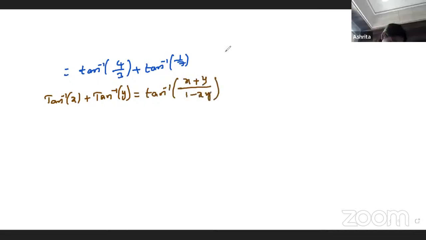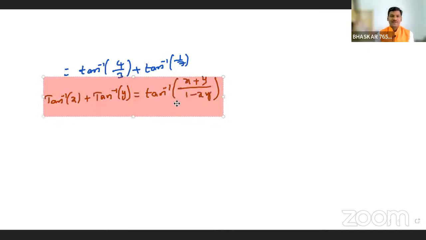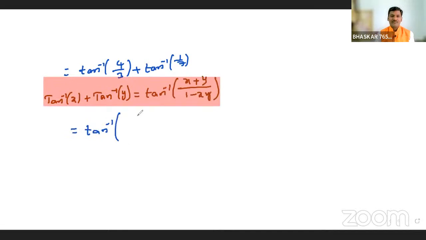So now I am going to apply the formula. What is x here? In place of x we have 4 by 3. So the tan inverse of x, x means 4 by 3, plus y. What is y? It is 1 by 7, whole divided by 1 minus xy. X is 4 by 3 and y is 1 by 7.